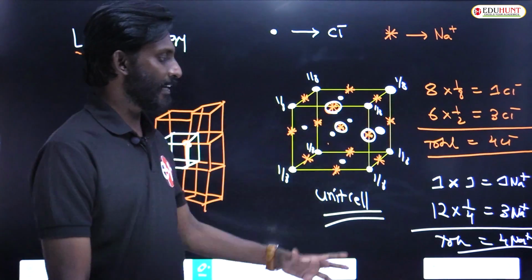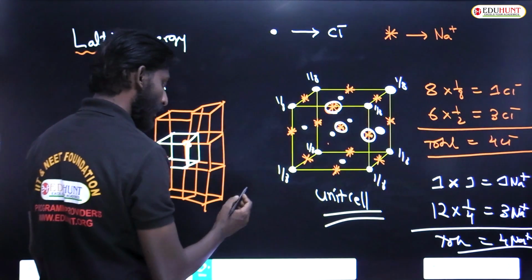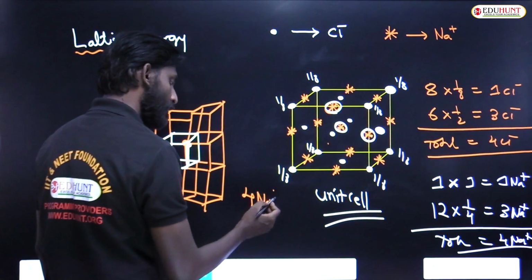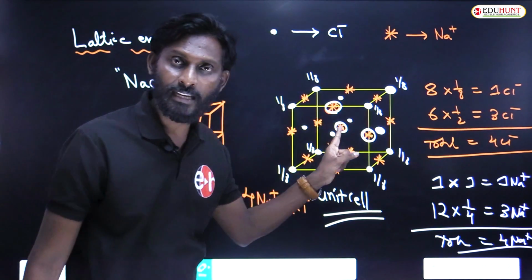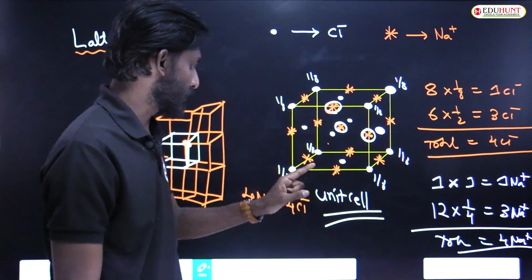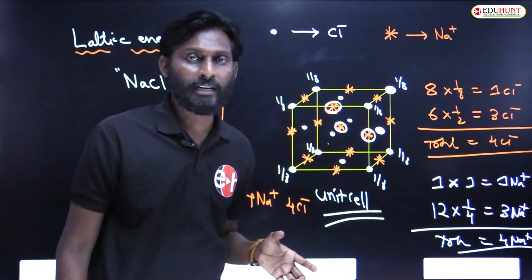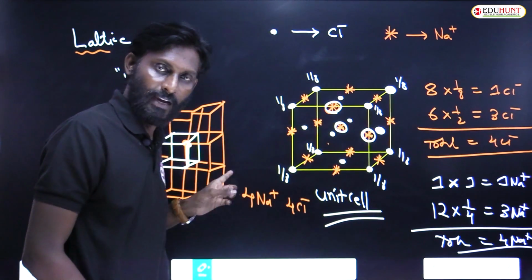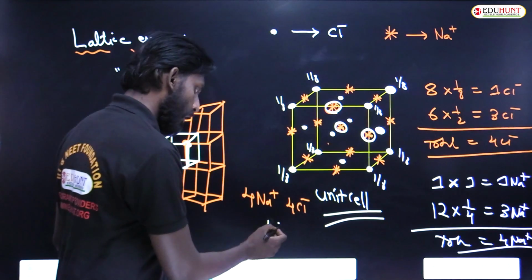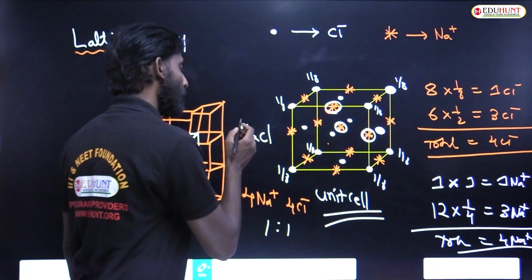So if you look carefully, in this one unit cell there are 4 Na+ and 4 Cl-. That's why in the unit cell of sodium chloride, the ratio of sodium to chlorine, that means cation to anion, is 1:1. That's why the formula is NaCl.